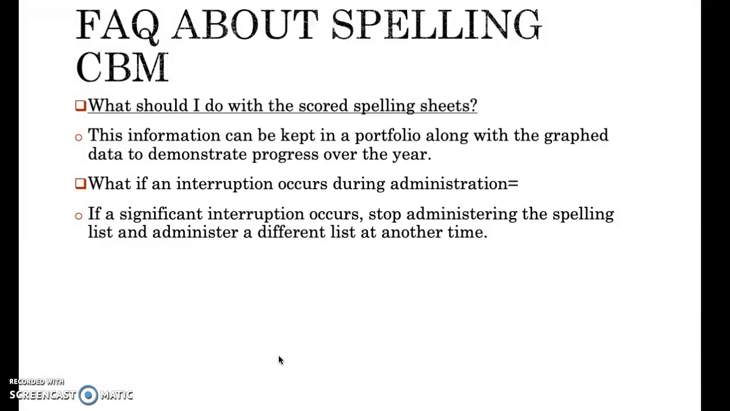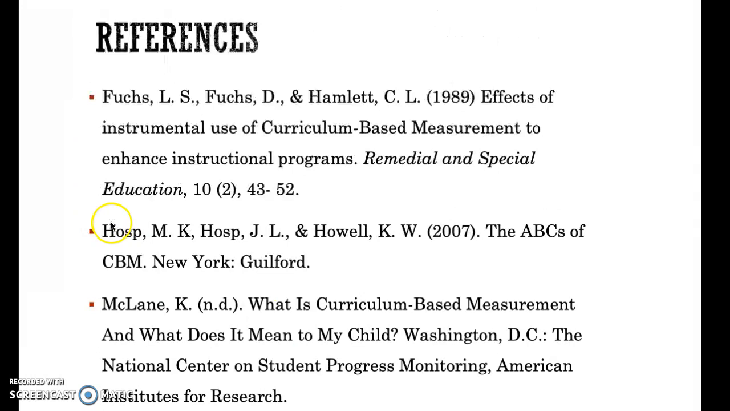Other frequently asked questions about spelling CBM would be, what should I do with the scored spelling sheets? That information can be kept in a portfolio along with the graph data to demonstrate progress over the year. And the last one would be, what if an interruption occurs during administration? If a significant interruption occurs, stop administering the spelling list and administer a different list at another appropriate time. Okay.